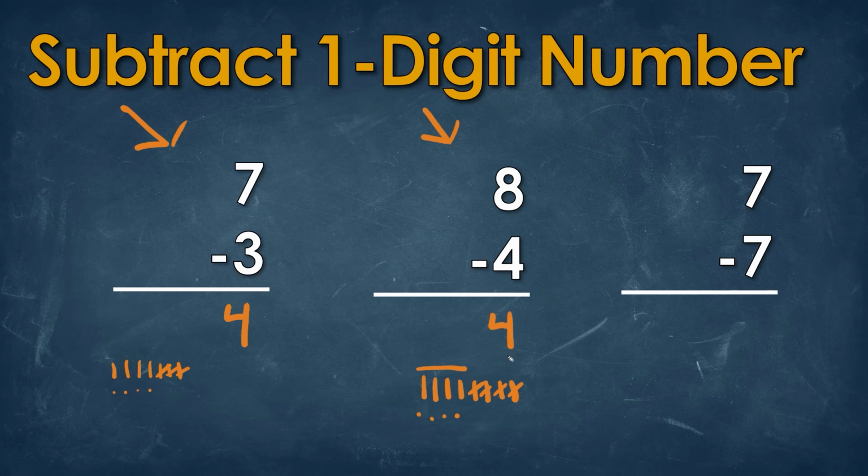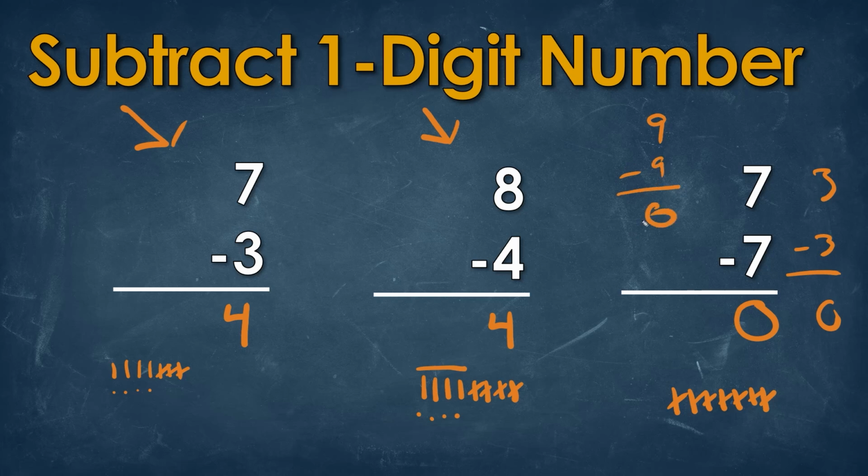Okay, now what happens if we got 7 minus 7? Any number minus itself. Well, if we do sticks, we got 1, 2, 3, 4, 5, 6, 7. We take off 1, 2, 3, 4, 5, 6, 7. We got nothing. That means 0. Our answer is 0. Any number minus itself will always be 0. So if we have 3 minus 3, guess what? That's 0. If we have 9 minus 9, guess what? That's always going to be 0.